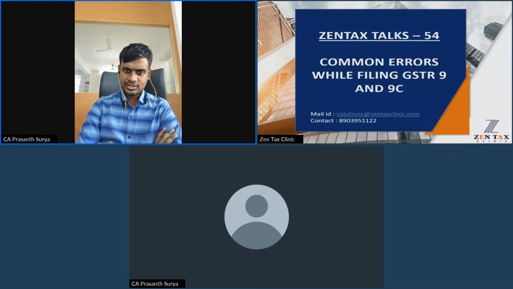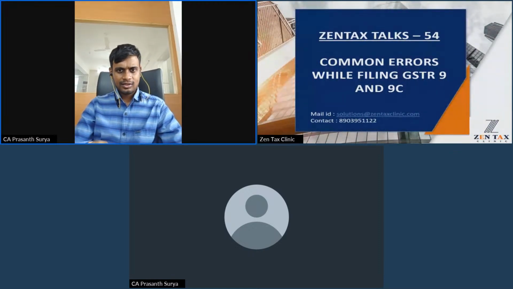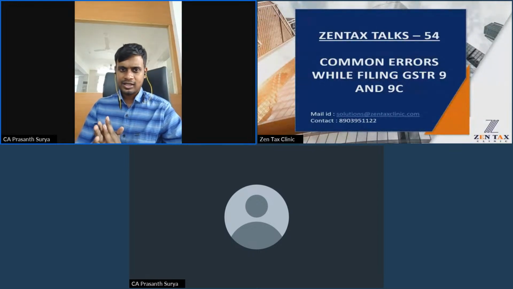If the difference in table 6J is equal to table 4B2 of GSTR 3B, then there are no issues at all, right? Because of the temporary reversal. Yes, there should not be any. If the difference in table 6J is equal to table 4B2, that is okay.